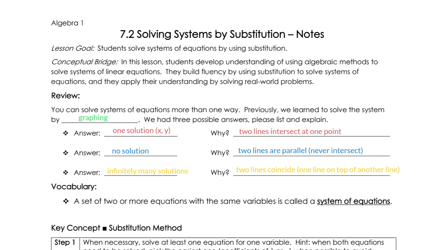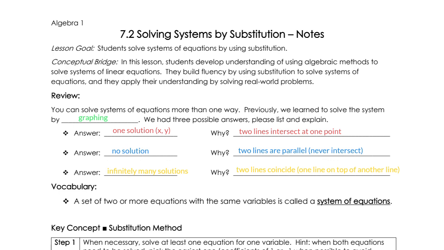For this video, we'll be talking about section 7.2, solving systems by substitution. This section is actually broken up into 2 days. So we are going to start with obviously the day 1 version of these notes. It's the first 2 pages of the packet you were given.